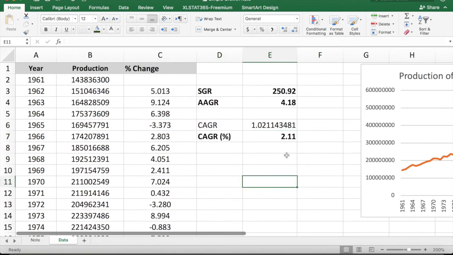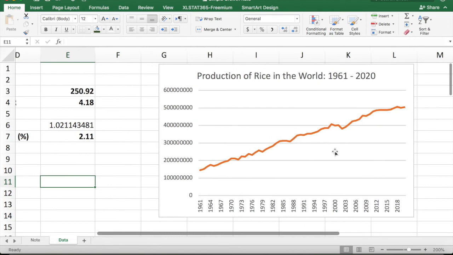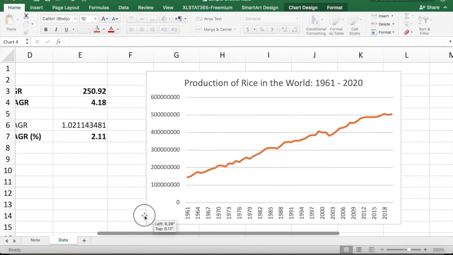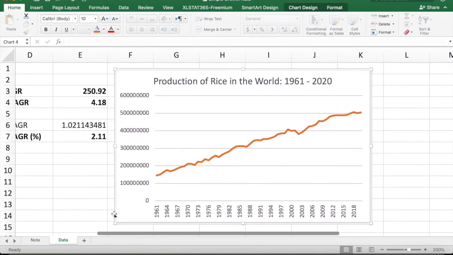We have explained 3 types of growth rates in this video: the simple growth rate, the average annual growth rate, and the compound annual growth rate. Now we are in the best place to understand the situation of rice production in the world.